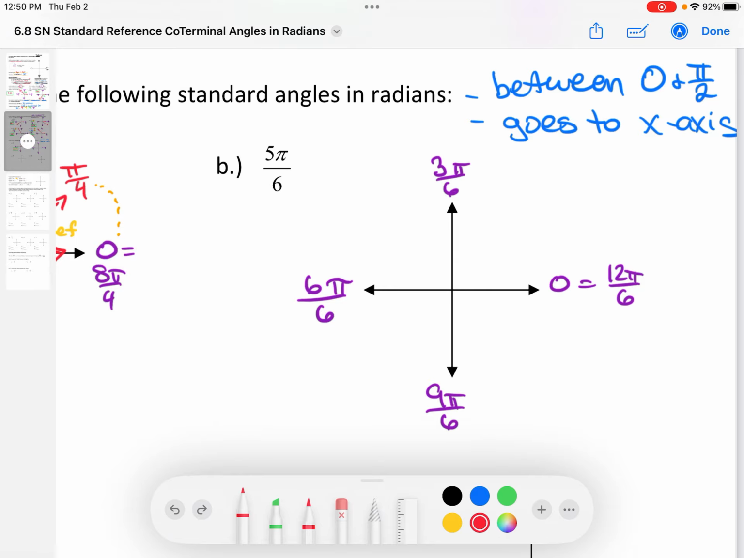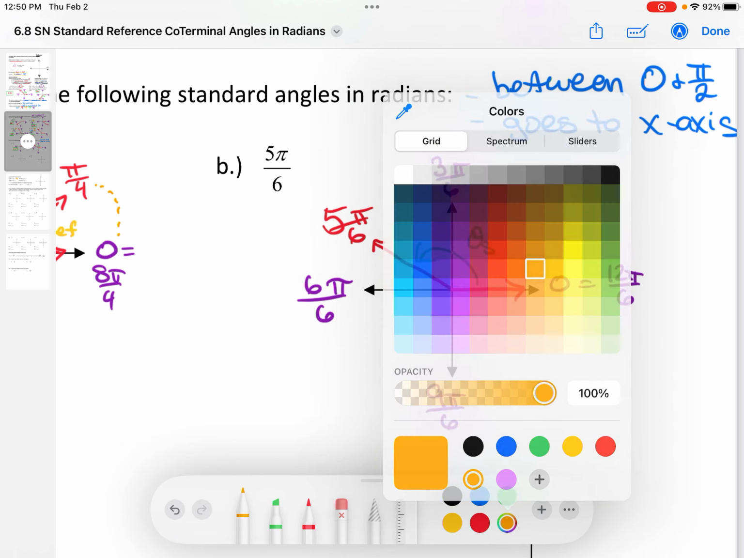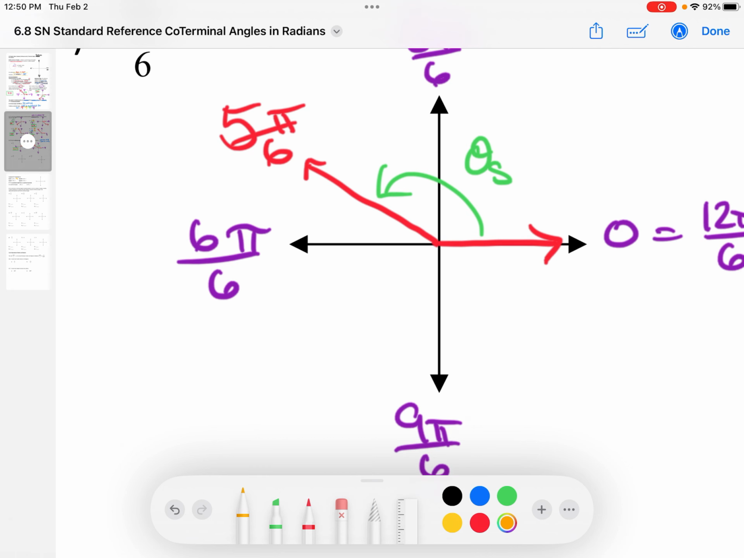Now, 5 pi over 6 is between 3 pi over 6 and 6 pi over 6. So we're in quadrant 2. We are a little closer to 6 pi over 6. So we start at 0 and we rotate around to 5 pi over 6. Okay, our standard angle is here. The question wanted the reference angle. Reference angles always go to the x-axis, so that reference angle would go from 5 pi over 6 to 6 pi over 6. So that reference angle is pi over 6.